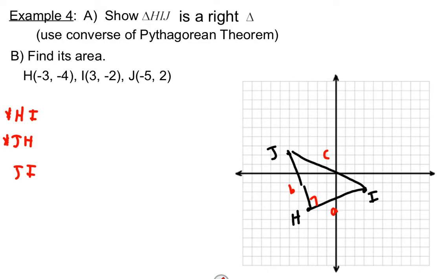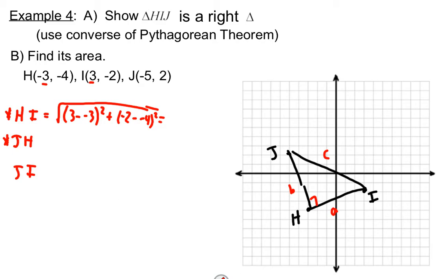So let's find those. Distance from H to I. So what do we do to find the distance? We go ahead and we subtract our values here, so our x values. So for HI here, I'm going to take 3 minus a -3 squared plus -2 minus a -4 squared.